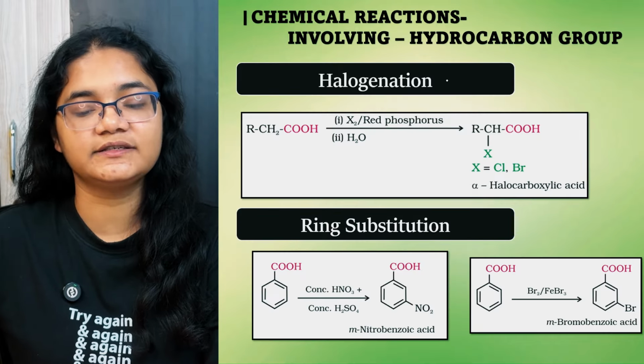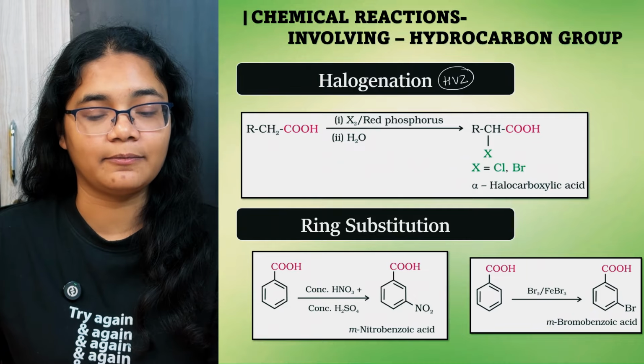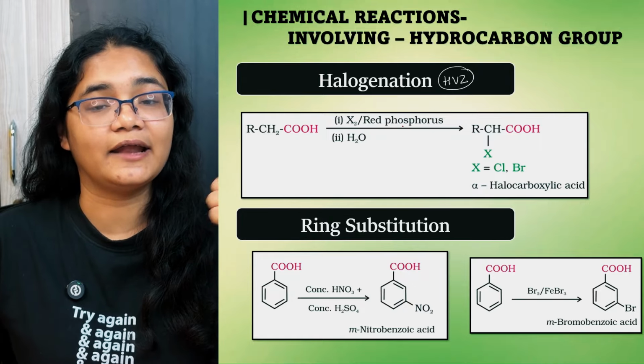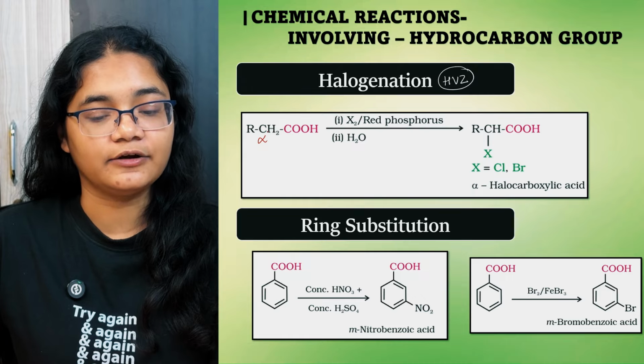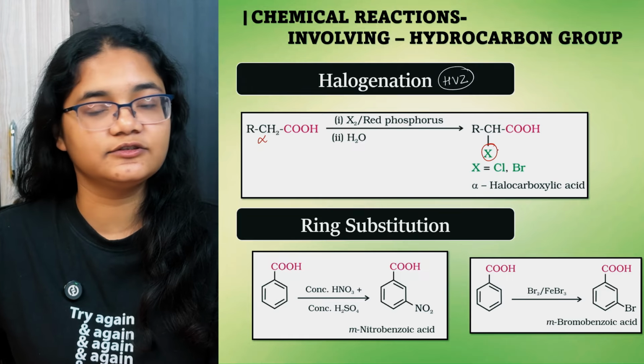Now those reactions where the hydrocarbon group is involved, here the most important reaction is your HVZ reaction. You might have heard this. Most important reaction in this whole chapter. So if you take RCOOH and just treat it with X2 and red phosphorus, the alpha hydrogen present gets replaced with the halogen atom. Okay, so here X is formed like this.